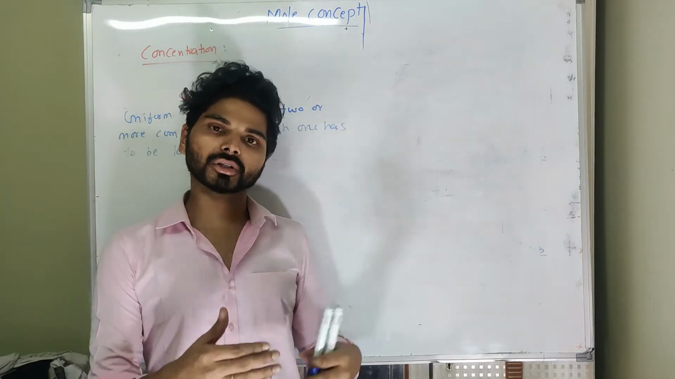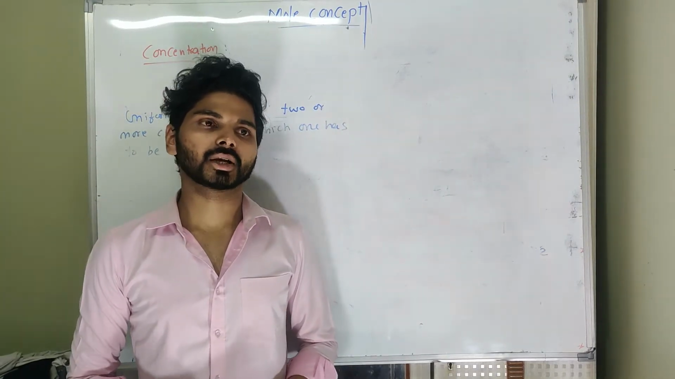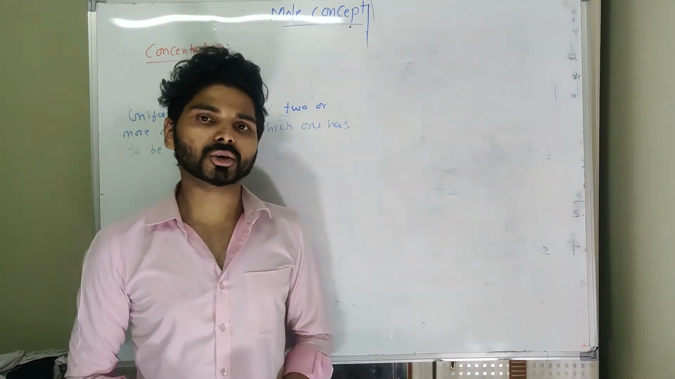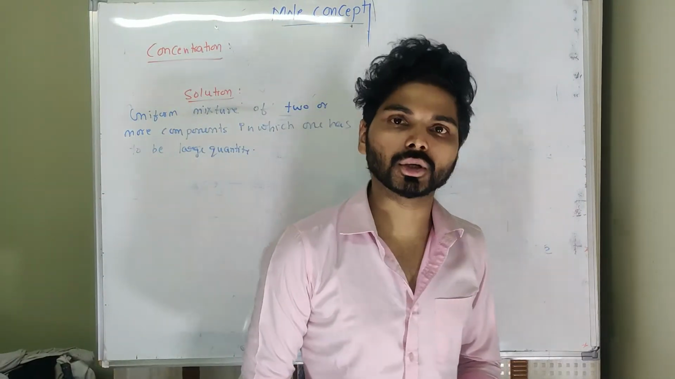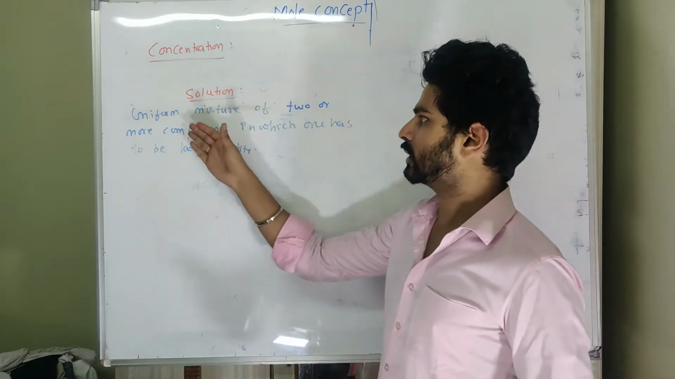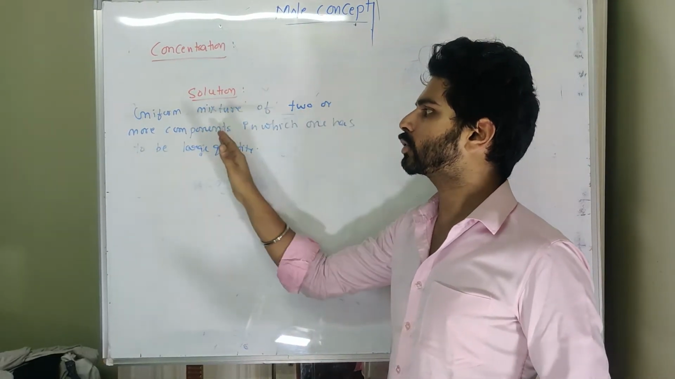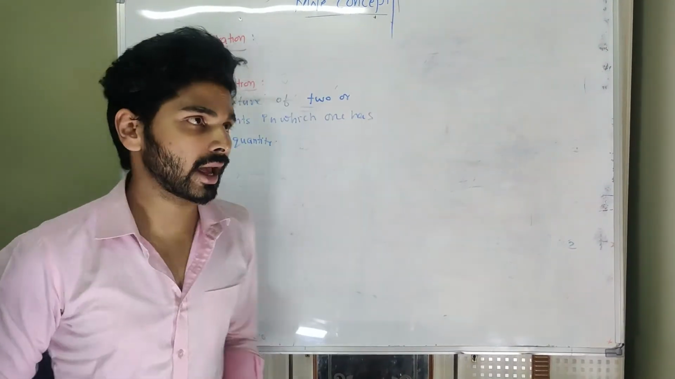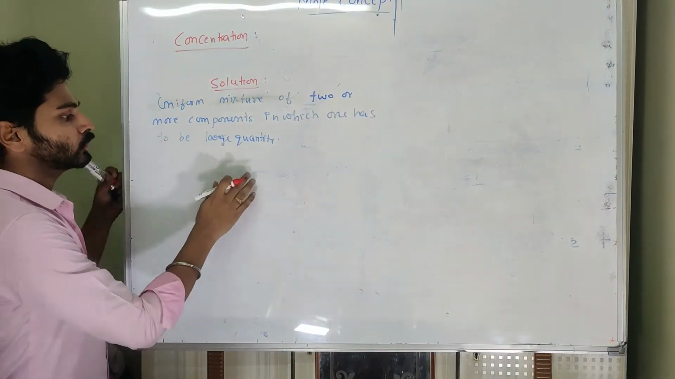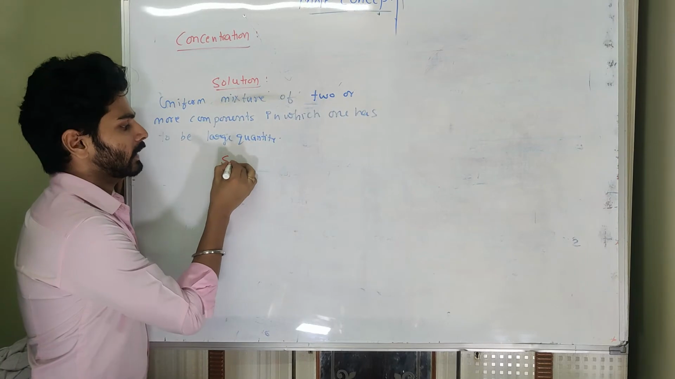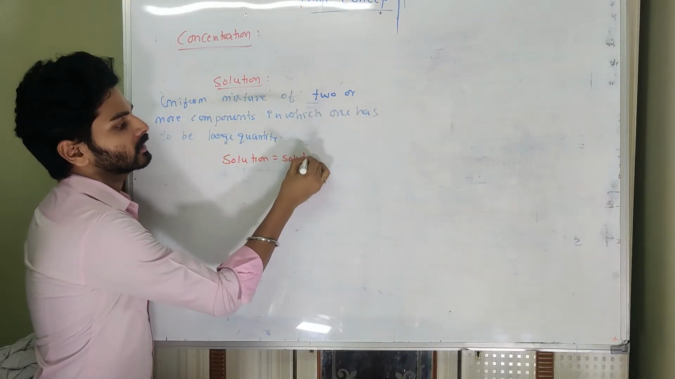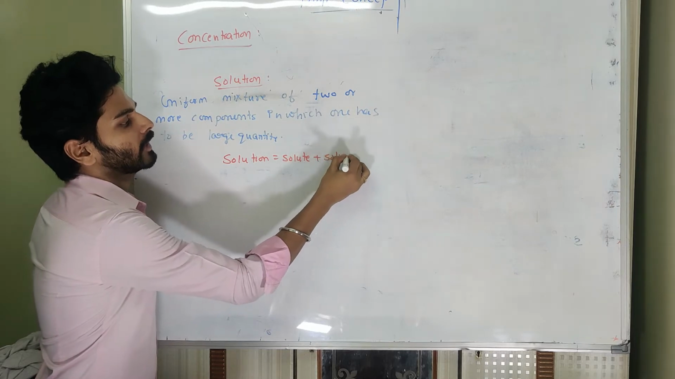Now let us move further to concentration terms, which is the last part of mole concept. Before understanding what is concentration, we have to know what is solution. Solution is actually a uniform mixture of two or more components in which one has to be in large quantity. So you can have a solution of two components. In that case, one component is called solute and another component is called solvent.